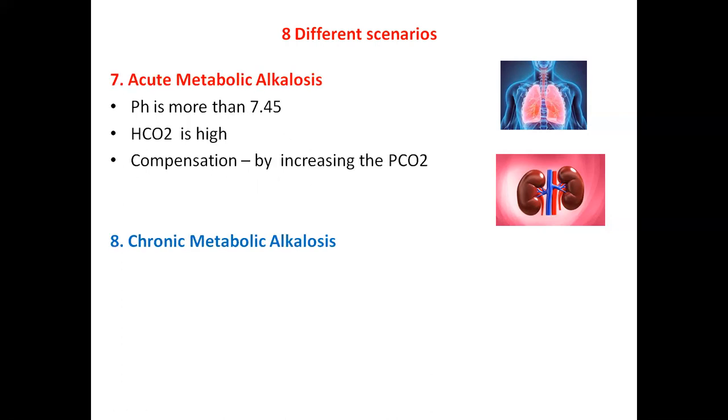Okay, and the last set would be acute metabolic alkalosis. The word alkalosis implies the pH is more than 7.45, and since it's a metabolic problem, the bicarb is going to be high, and the compensation, because it's an alkalosis, we need to make the blood more acidic. How can we do that? By increasing the PCO2. So if you understand the basics, interpretation is not that hard.